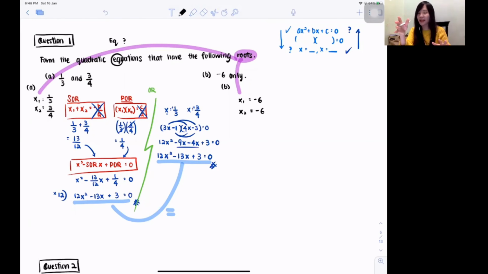So let me show you again, because no matter what, SOR, POR, you must have 2 x's only can form, right? So that's the reason if they only give you 1 number, that means the same number will come out twice. That's why x1, x2, both are still negative 6. So you love the first method, you use the first method. If you like the second method, you use the second method. If you ask me, I like the second method, okay? So I do the second method, but you can choose whatever you love, okay?